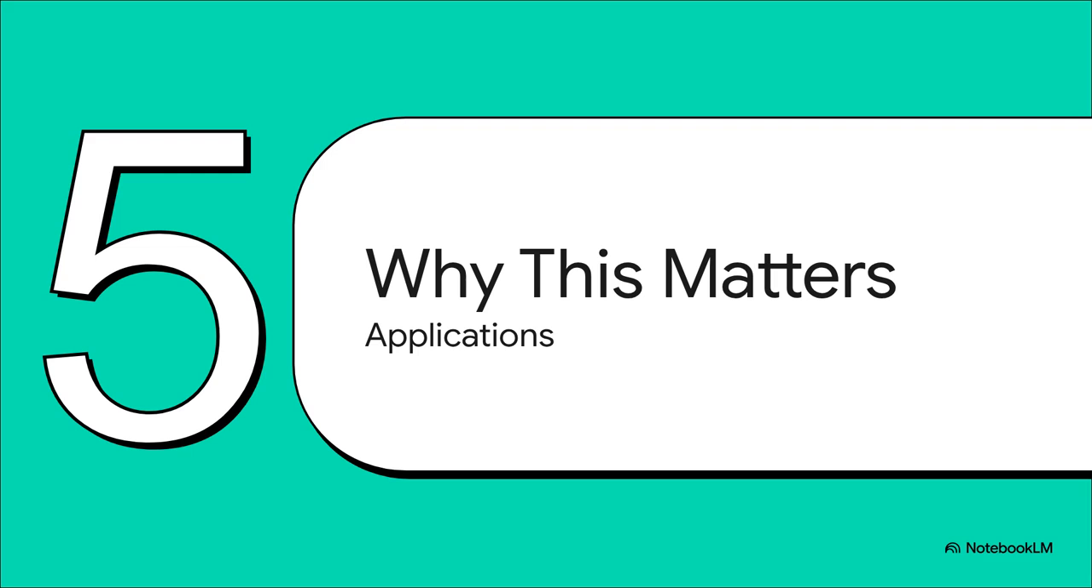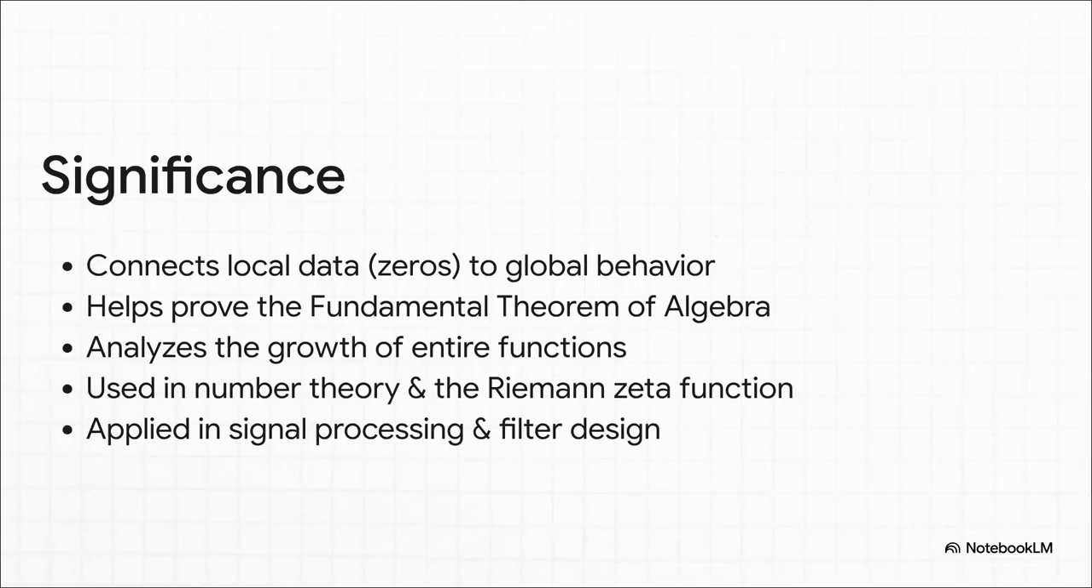So, okay, we did it. We walked through the proof, we solved the mystery. It's a really clever bit of math. But so what? Why does this theorem actually matter? What's the big deal? Well, it turns out this is so much more than just a neat formula. It's an absolute powerhouse. It gives us this fundamental link between the tiny, local details of a function, like its zeros, and its big global behavior.